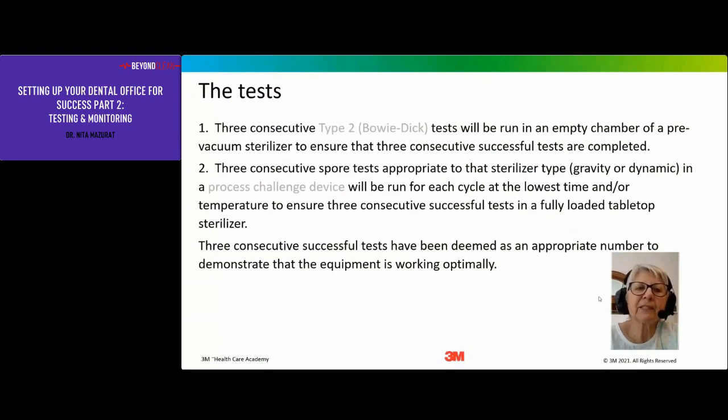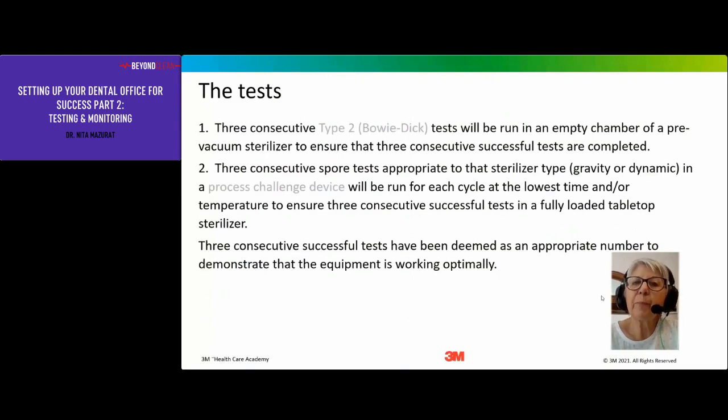So the tests. I'm going to turn this around a little bit and say that we're using 3 consecutive tests all the time. At the bottom of the page, I've got 3 consecutive successful tests have been deemed as an appropriate number to demonstrate that the equipment is working optimally. This is just industry standard, that we use those 3 consecutive successful tests, no matter what we're testing.